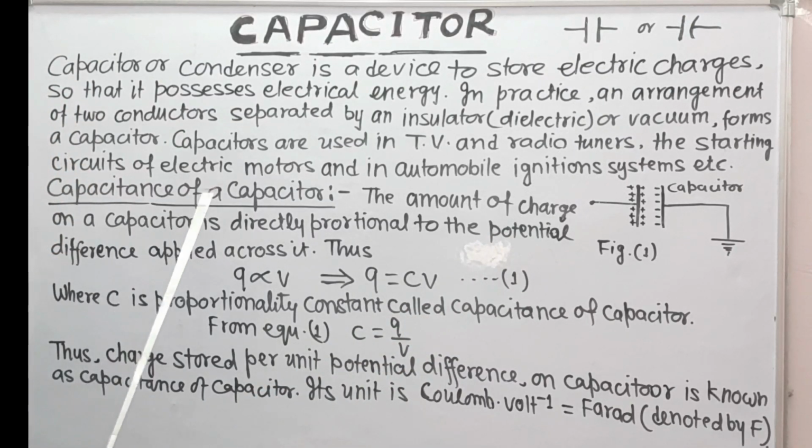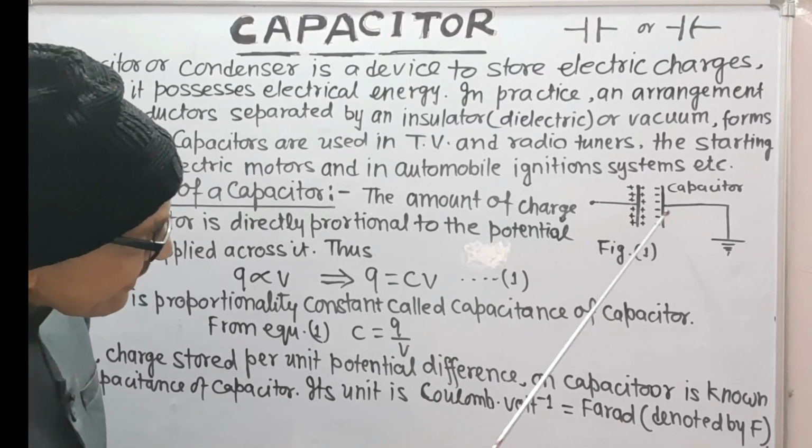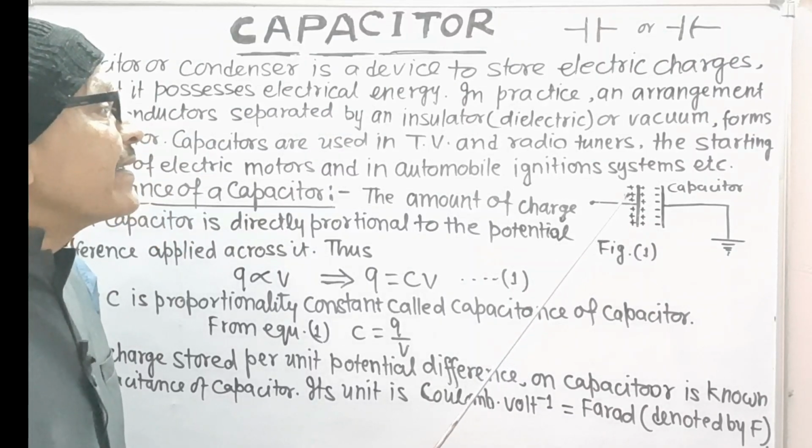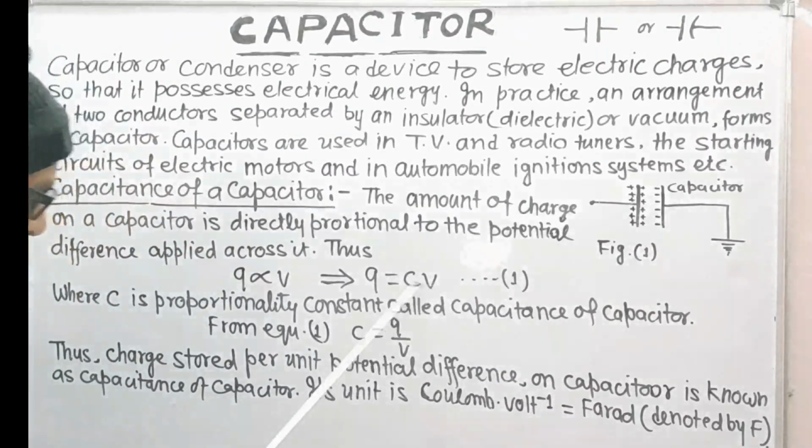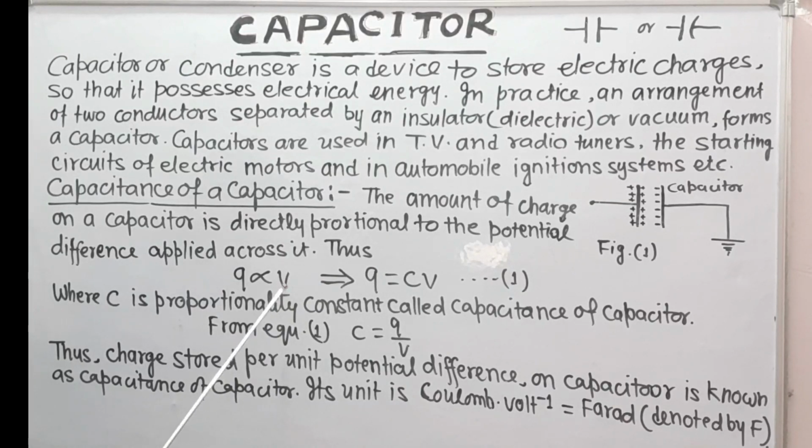Next we take capacitance of a capacitor. The amount of charge stored on the capacitor is directly proportional to the potential difference applied between its two plates. Thus, the charge Q stored on the capacitor is directly proportional to the potential difference between two plates. If V is the potential difference applied between two plates and Q is the charge stored on it, then Q is directly proportional to V.